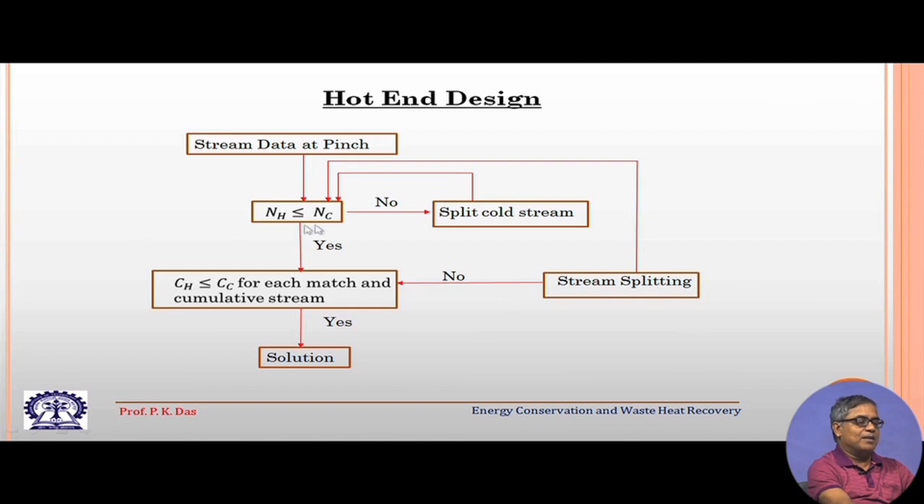First, we have to check the number of streams, hot streams and cold streams. The number of hot streams should be less than or equal to the number of cold streams, and if we satisfy that, then we have to satisfy the condition for each match. If that does not hold, then we have to go for stream splitting. Suppose the number of hot streams is not less than the number of cold streams, then what do we have to do? We have to split one cold stream into two cold streams. So, now the number of cold streams will increase. This we will explain as we proceed with the example.